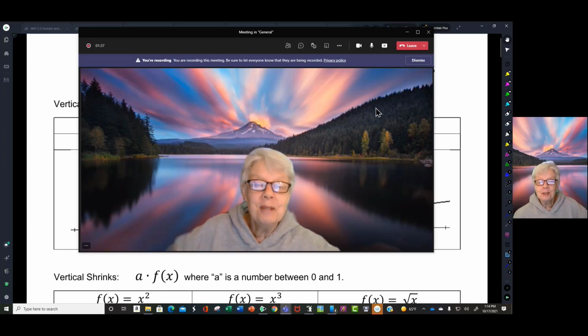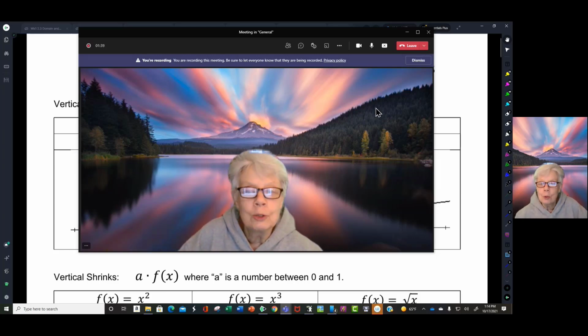As I am here in front of this gorgeous, gorgeous photo of Oregon.